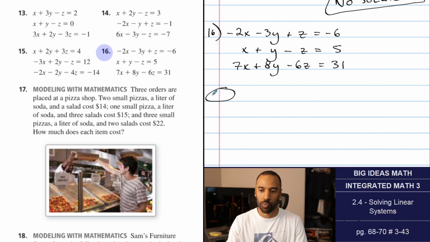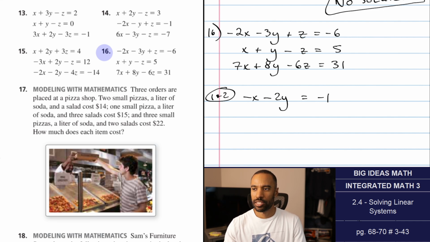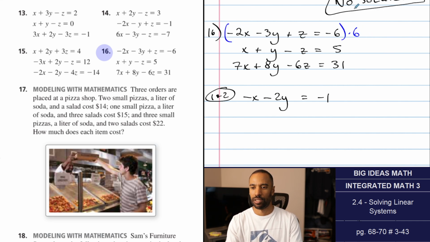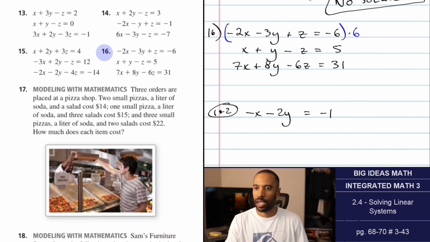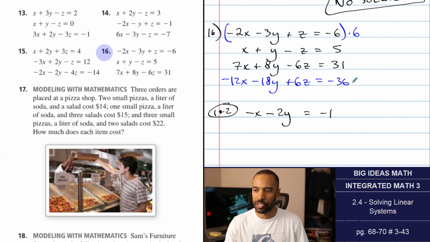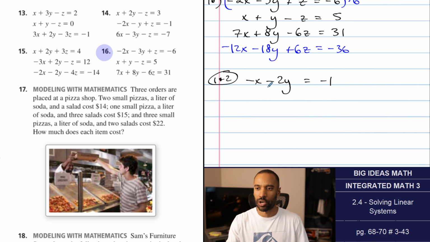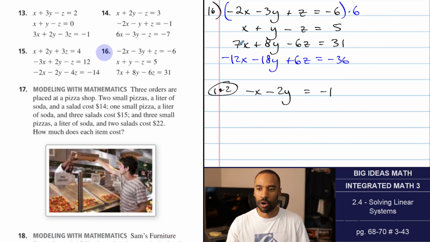If I do equations 1 and 2, add them together right now, I get negative x, negative 2y, z's are gone, and negative 1. Now I can take the top equation and multiply it by 6. Let's write that just below the third equation, if that's okay. And I get negative 12x minus 18y plus 6z equals negative 36. And now those z's can eliminate. So I didn't have to multiply by a negative. It already just does what it does.